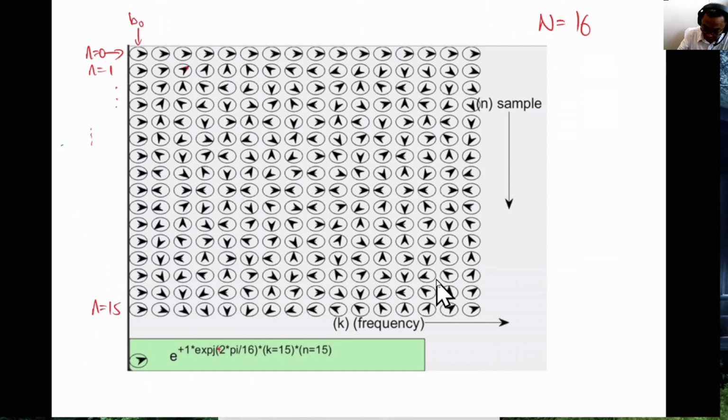This is B0, this is B1, and B2. Let's examine the arrows showing the phasor position as n equals to 0 goes to 15. For B0, remember that the frequency is 0, so nothing changes. What about B1? B1 will produce one step, and it needs 16 steps before it completes one cycle. So it goes 1 step, 2 steps, 3 steps, 4 steps, and so on.